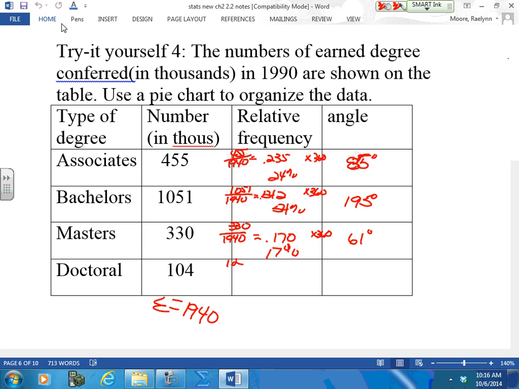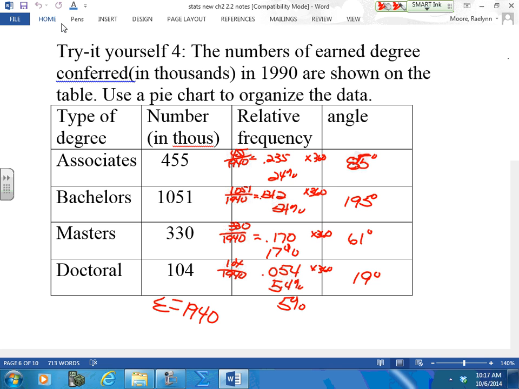And 104 over 1940 gives us what? 0.054. Okay, times 360 is what? 19 degrees, thank you. And 5.4%, so this is about, we're going to say 5%.